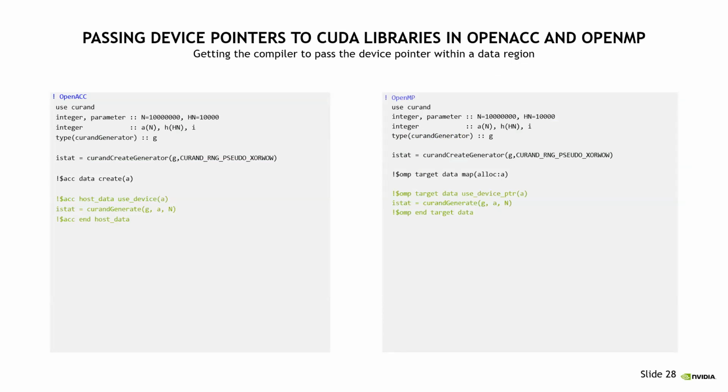In either OpenACC or OpenMP, it's important to know how to pass device pointers into libraries. So of course, in both models, you can do that. So this makes all the CUDA libraries accessible from higher level directives.